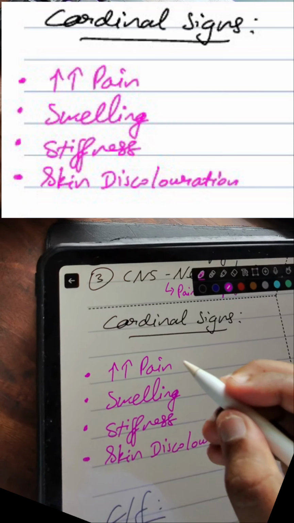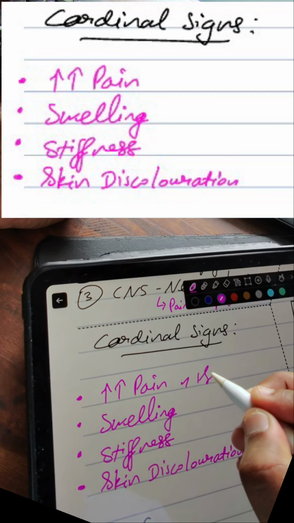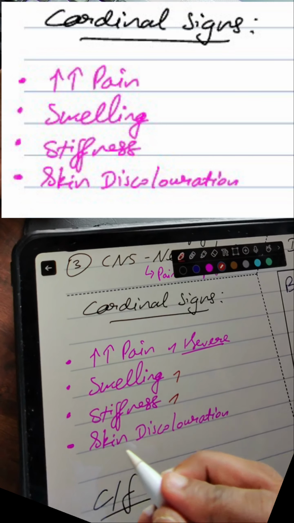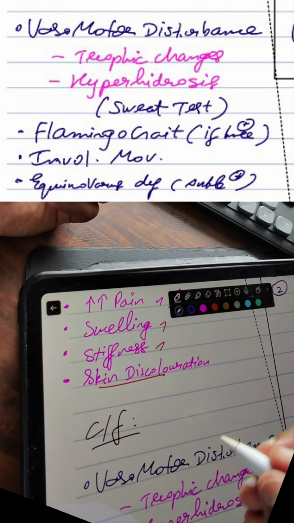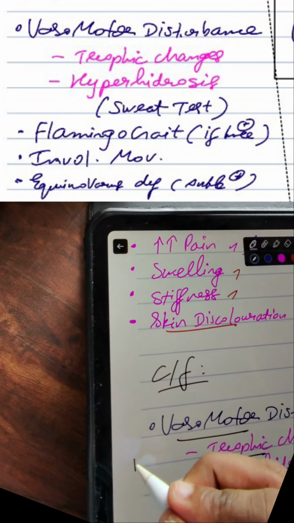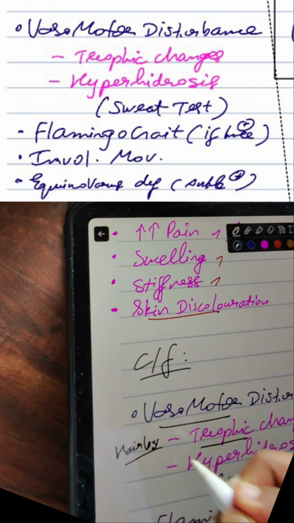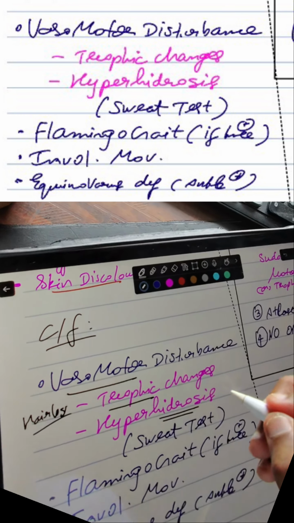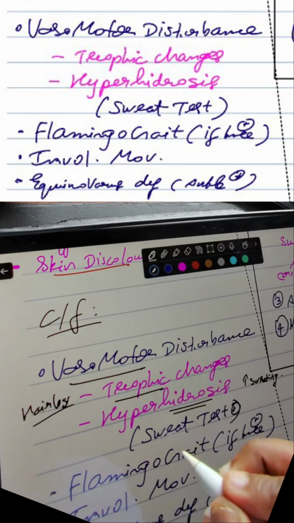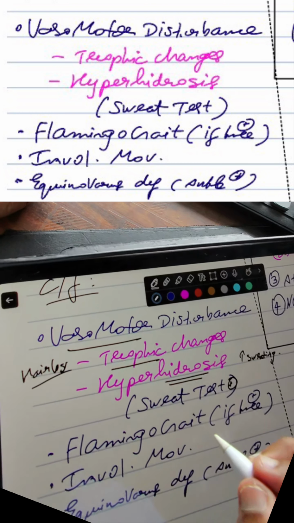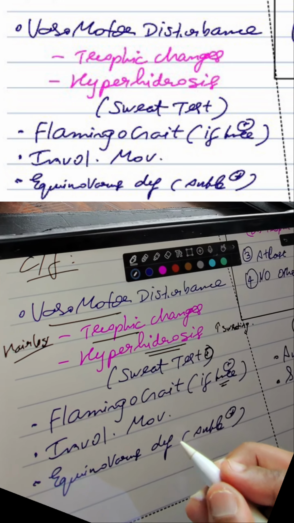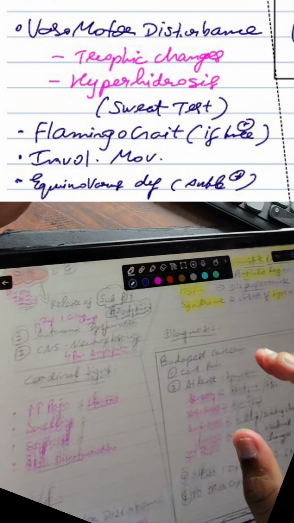So what are the cardinal signs here? There is increased severe pain, swelling, stiffness and skin discoloration. Other features will be vasomotor disruption, trophic changes, that is hair loss, and hyperhidrosis, that is increased sweating, which can be found using a sweat test. There is also a flamingo gait when the knee is involved, involuntary movements, and equinovarus deformity if the ankle is involved. This is not that important.